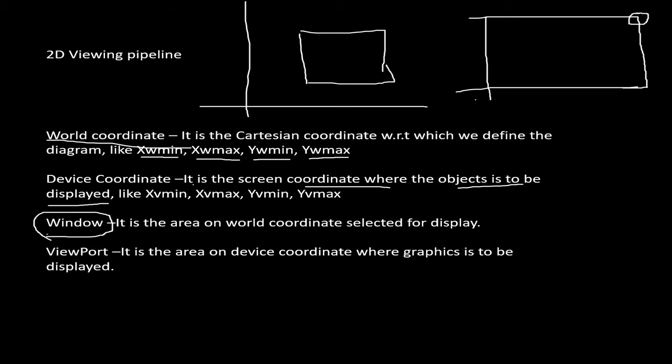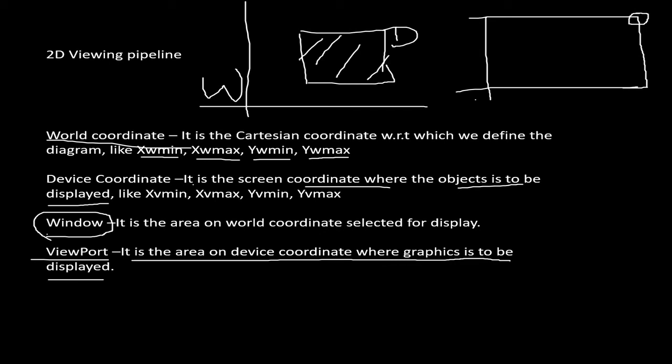So what is viewport? It is the area on device coordinate where graphics is to be displayed. So as simple as that. This is the device coordinate. This part is xv min, and this is xw, yw, and this is xv, yv.